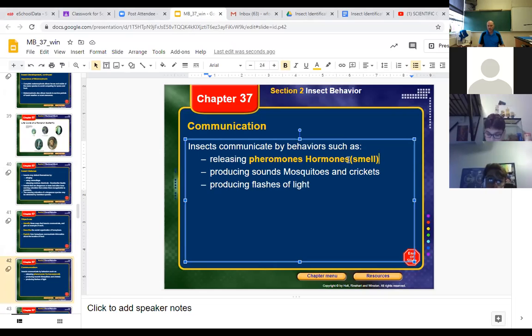Now, a lot of these hormones are sex hormones. A lot of them are identification, like here is a marker. So when ants find food, they'll walk over here, find food, they'll leave a trail of pheromones back to their hive. So the other ants smell that and go right to the food.